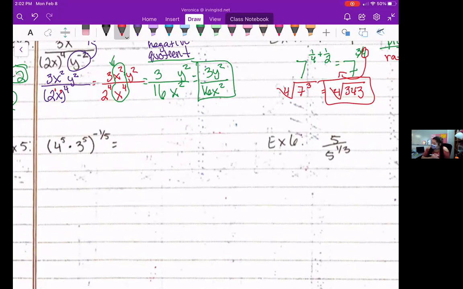Example 5. What laws do we see? Type them in the chat. What laws do we see for example 5?